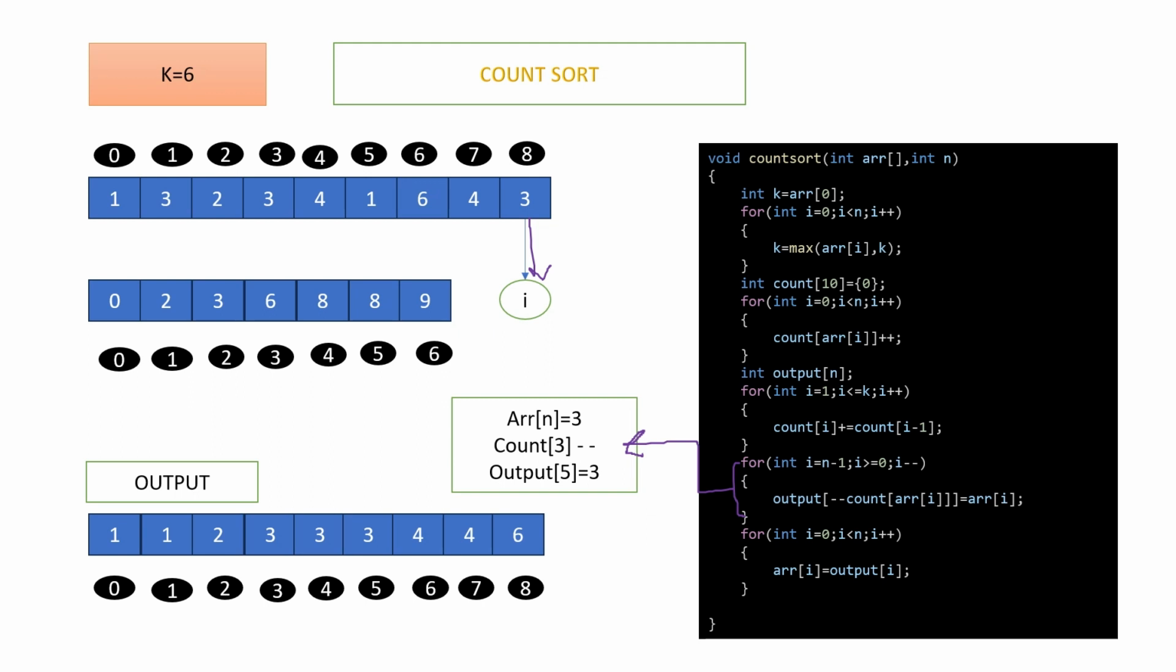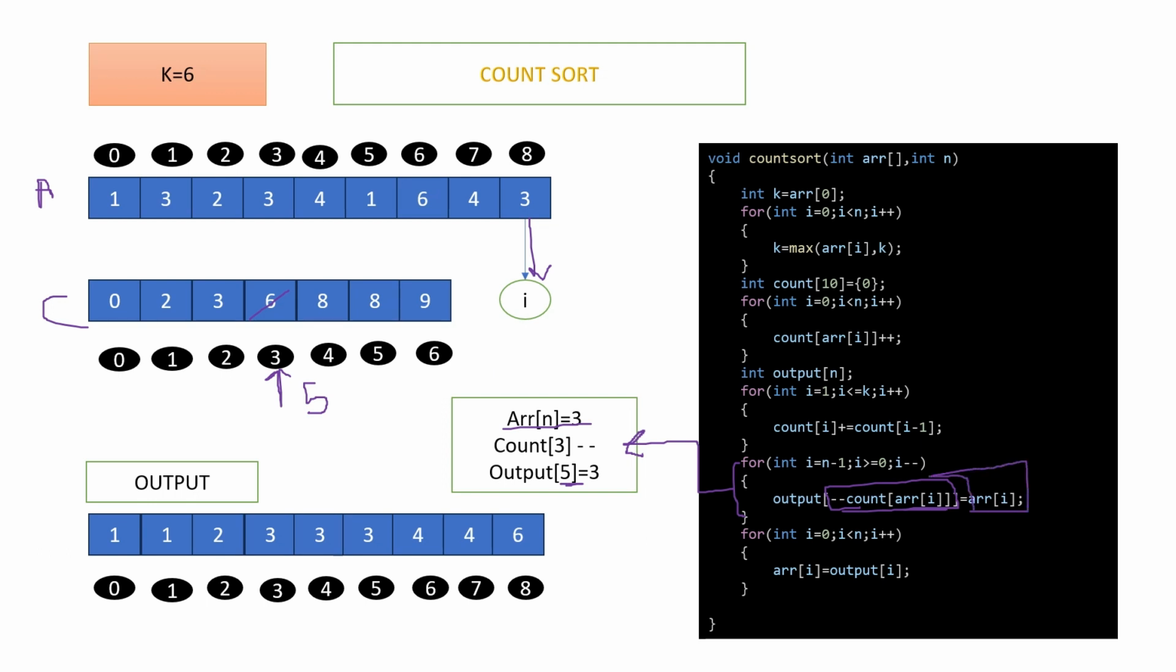Let's take i at the last element of our array. So it's 3. We look at the count array at index 3. This is the count array and this is our main array. We decrement the element of our count array at the third index by 1, so it's 5 now. We find that the element over here is 5. So the output at index 5 will be the array's ith element.